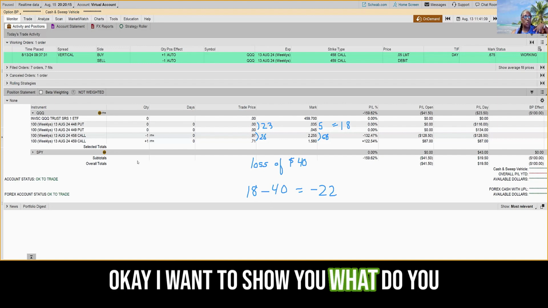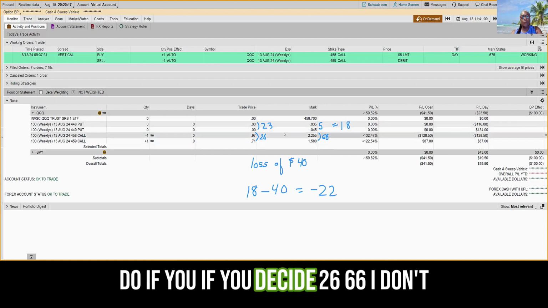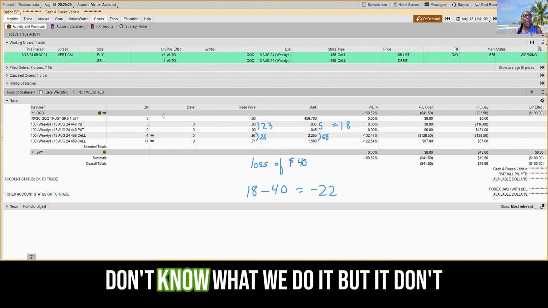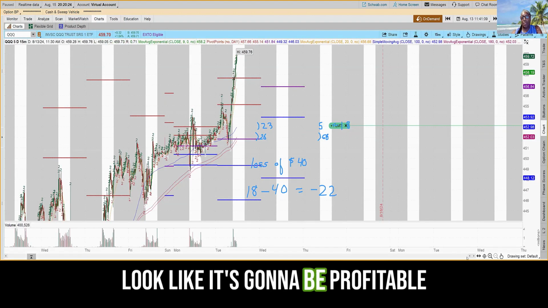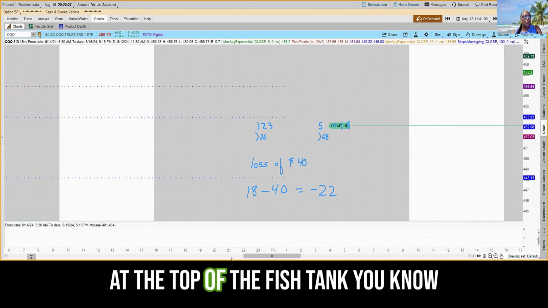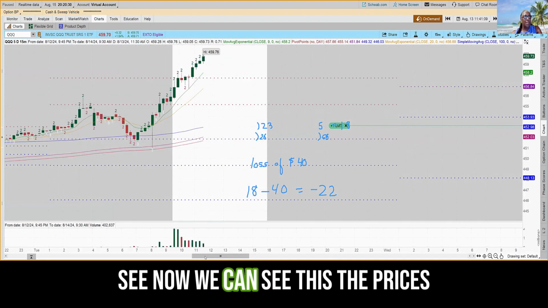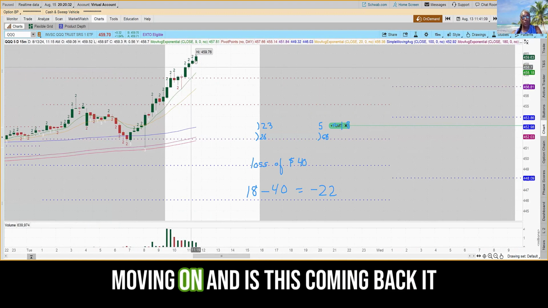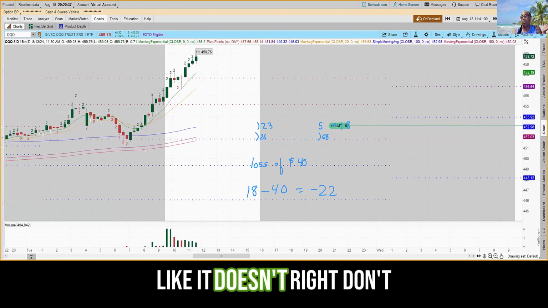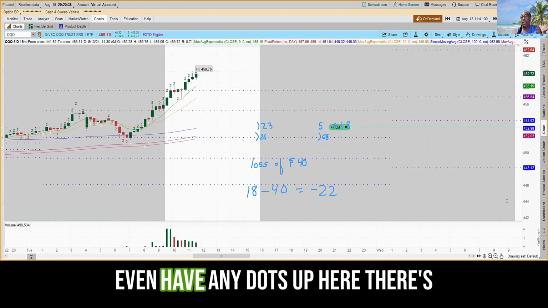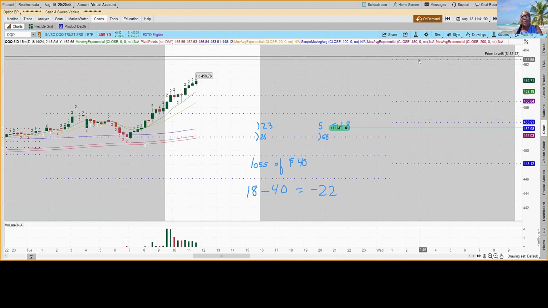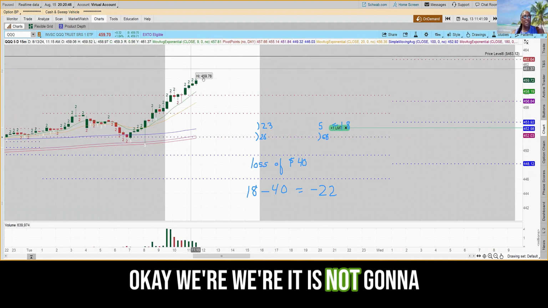Okay, I want to show you what you do if you decide 26.66, I don't think it's coming back. I don't know what we're doing, but it doesn't look like it's going to be profitable for me. I'm going to go ahead and cut my losses here at the top of the fish tank. Now we can see the price is moving on. Is this coming back? It doesn't look like it. Don't even have any dots up here. There's some here. It is probably not going to come back.